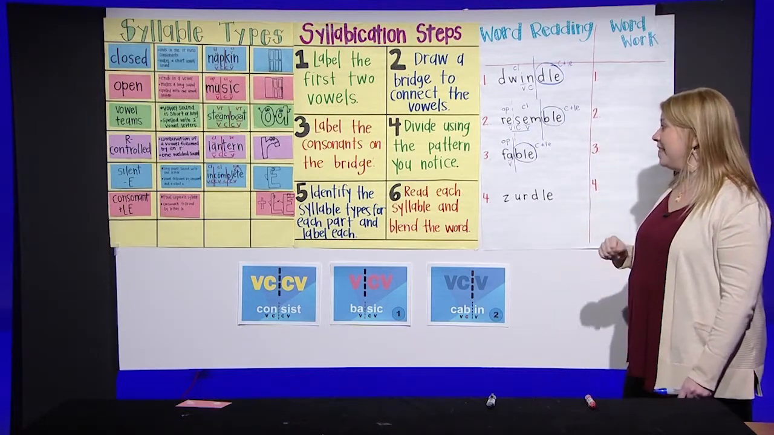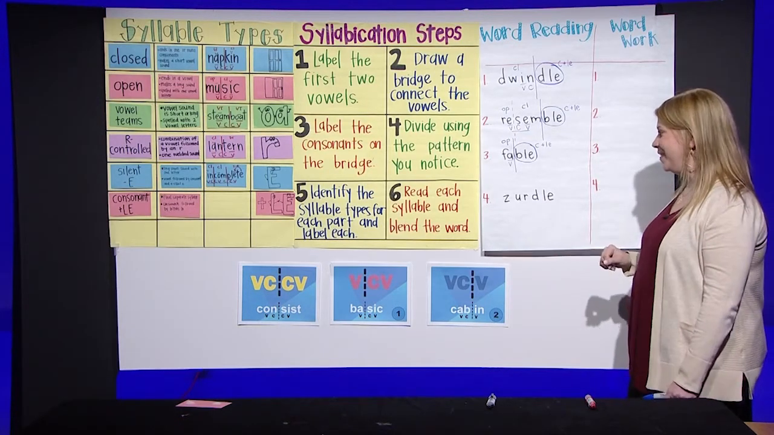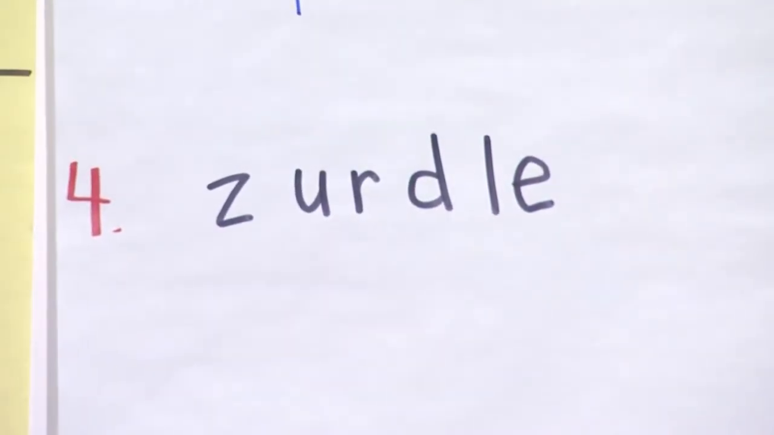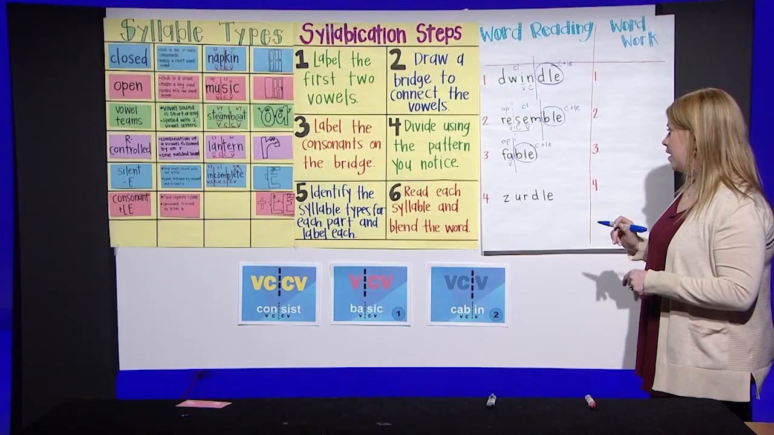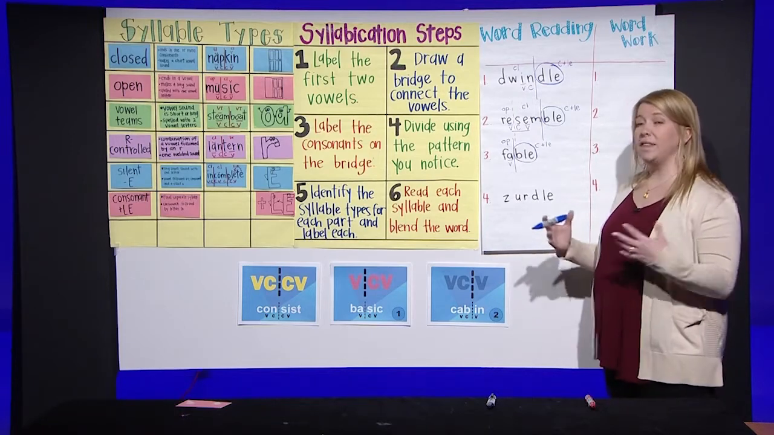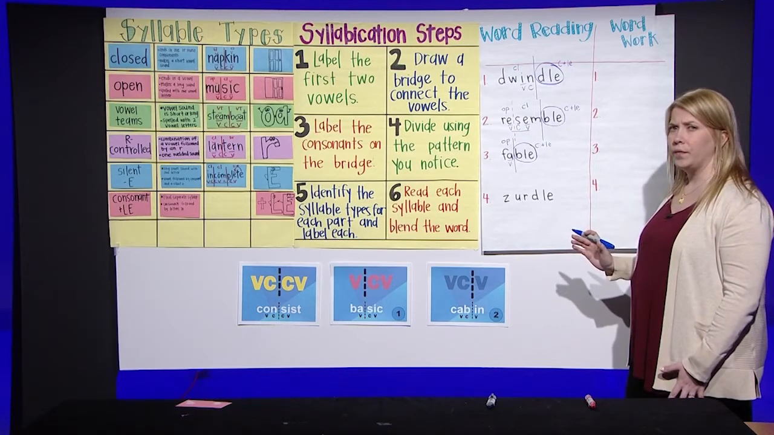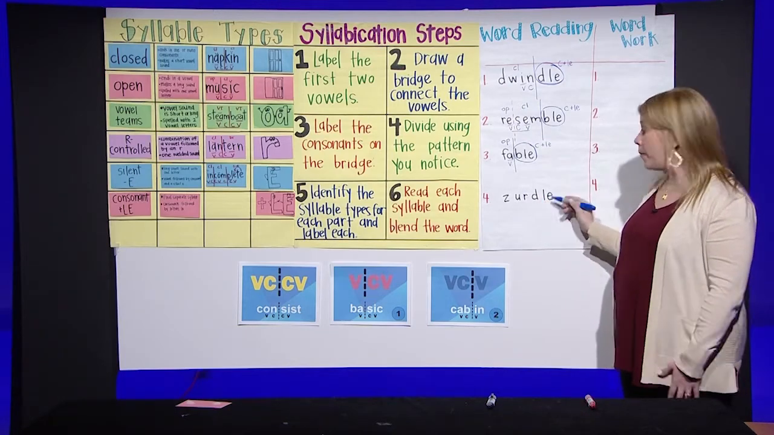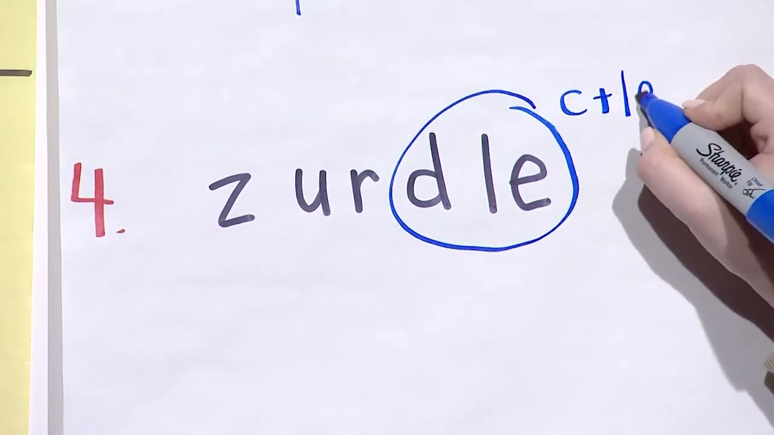Okay, I think we should do one more. Do you think you're ready? Me too. Write this final word on your paper. All right. Now what do we want to do first? Let's look at the whole word and see if there's anything we notice about it. What do you notice about our whole word? That's right. It ends in a consonant L-E. So in order to keep that separate, we're going to circle it and label it consonant L-E.